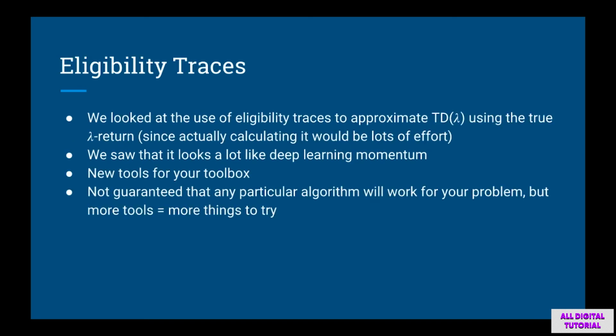We then looked at an online algorithm using eligibility traces that approximates online TD Lambda. It is interestingly reassuring that the TD Lambda algorithm looks a lot like the momentum update from deep learning. Think of these as new tools for your toolbox, like all the other algorithms you learn in this course. It's not guaranteed that any particular algorithm will work for your problem, but the more tools you have, the more things you can try, and the more likely it is that you'll come across a solution.